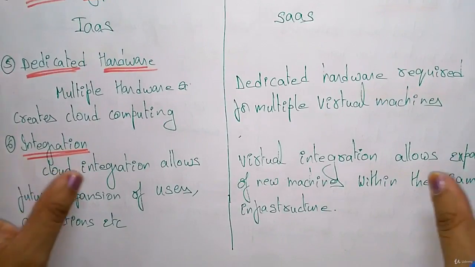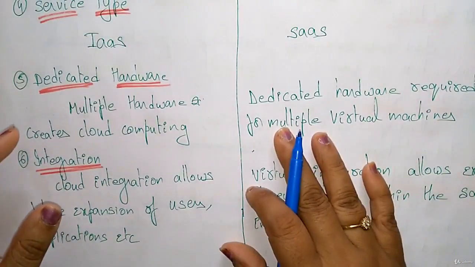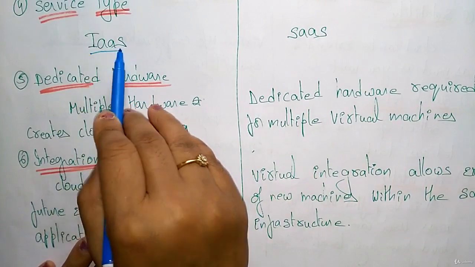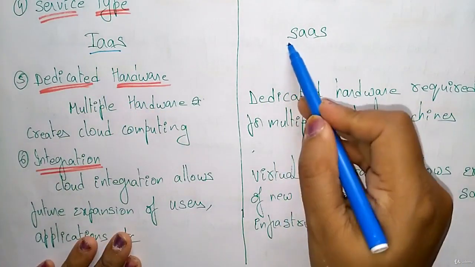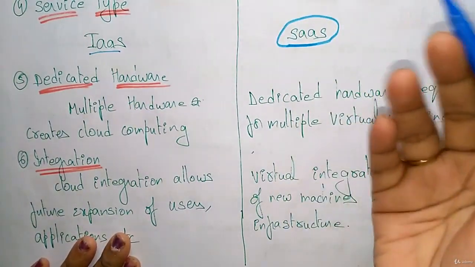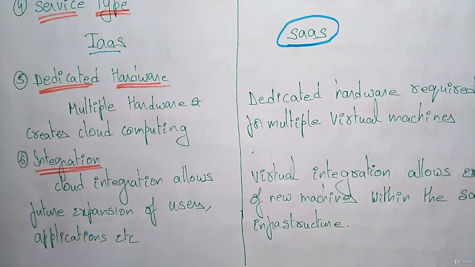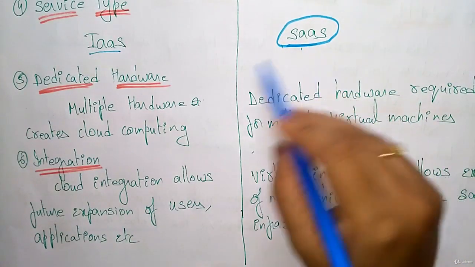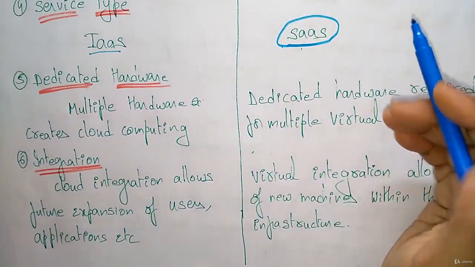Now, if you talk about service types, cloud computing has the service type of infrastructure as a service, whereas the virtual machine is software. It is a software which creates separated multiple images. So it uses software as a service.